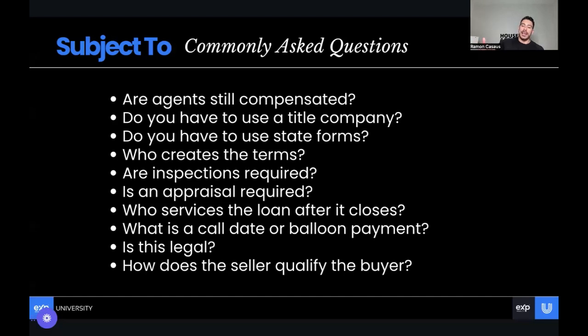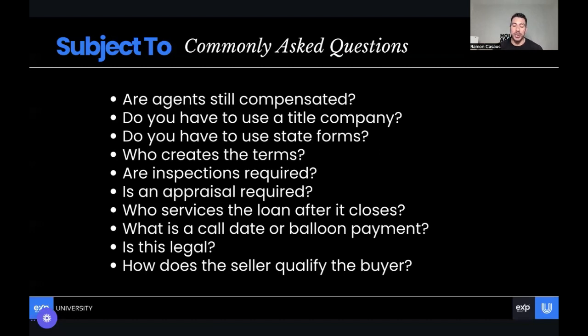At some point, the buyer is going to have to pay off in total the current debt on the property. So it could be 1 year, it could be 5 years, it could be 10 years, it could be 30 years. It just depends on what the buyer and seller agree upon. But yes, there's going to be some type of call date or balloon payment in a subject to style transaction.